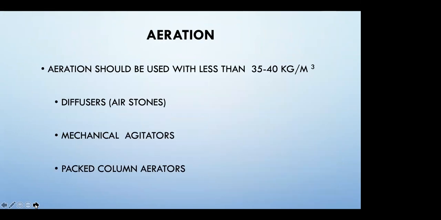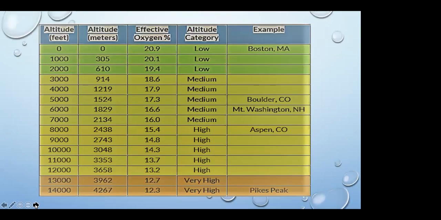Aeration should be used with a system that's less than 35 to 40 kilograms per cubic meter. Diffusers or airstones, mechanical agitators, and packed column aerators are some of the choices for that. It is important to understand where your system is located, because a lot of these, when you're using aeration, there is less air at altitude. So make sure you take that into consideration.